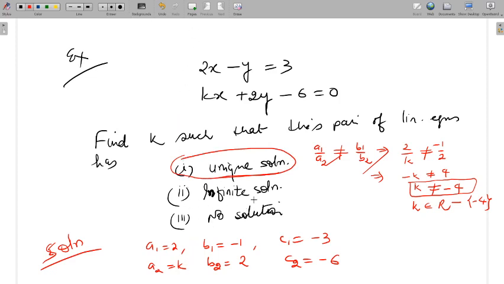Now the answer to the second part, infinite solution. So for infinite solution, the lines should be the same, right? So a1 upon a2 should be equal to b1 upon b2, which should be equal to c1 upon c2. So 2 upon k should be equal to minus 1 upon 2. This should be equal to minus 3 upon minus 6.